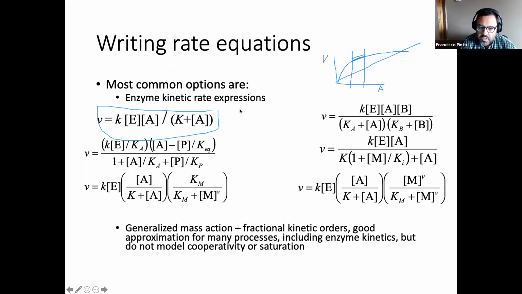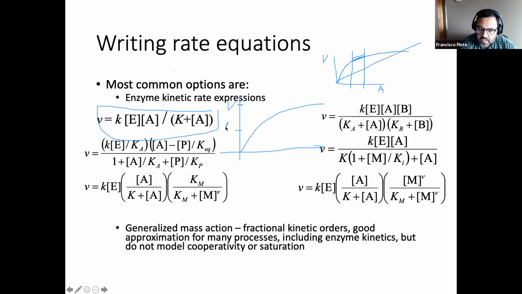This is the equation for a hyperbole that I draw here. So this hyperbole has this property that it will saturate for infinite concentrations of the substrate or the reactant, at a maximum value. In this case, that maximum value is given by this constant multiplied by the availability or the amount of the catalyzer, the enzyme. Sometimes it's represented by capital V, so it's the maximum velocity.